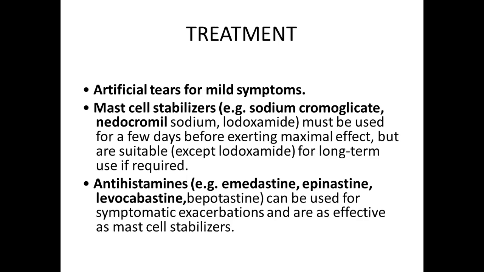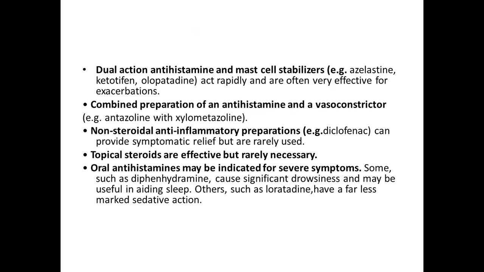next slide. So use of artificial tears for mild symptoms, then specifically mast cell stabilizers. We told you about degranulation of the mast cells before. So to prevent the degranulation, you use these agents, sodium cromoglicate, nedocromil, lodoxamide sodium, and all of that to reduce the type 1 hypersensitivity reaction. Then you can use short-acting antihistamines, emedastine, epinastine, and all of that for symptomatic exacerbation.